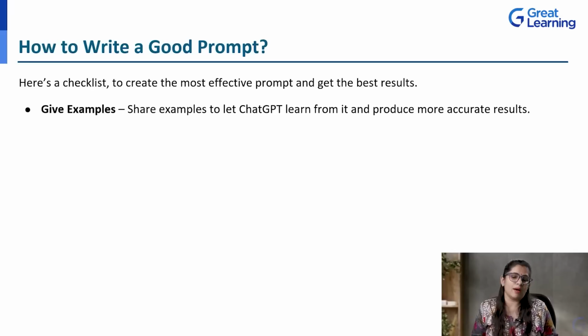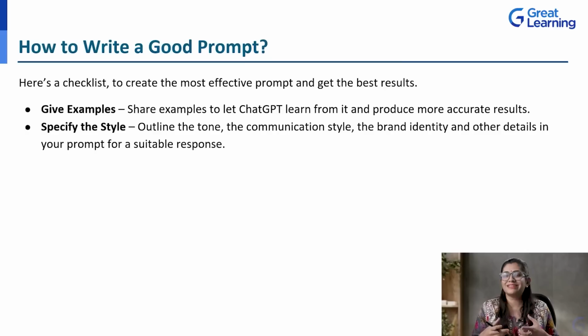Next is giving examples. We saw in the previous components that giving examples trains your ChatGPT, or makes it understand what you want, and it learns from it to produce accurate results. Next is specifying the style. It can be communication style. If you're working with a brand, it can be how your brand works. Communication style such as informal or formal, so it's suitable for your response.